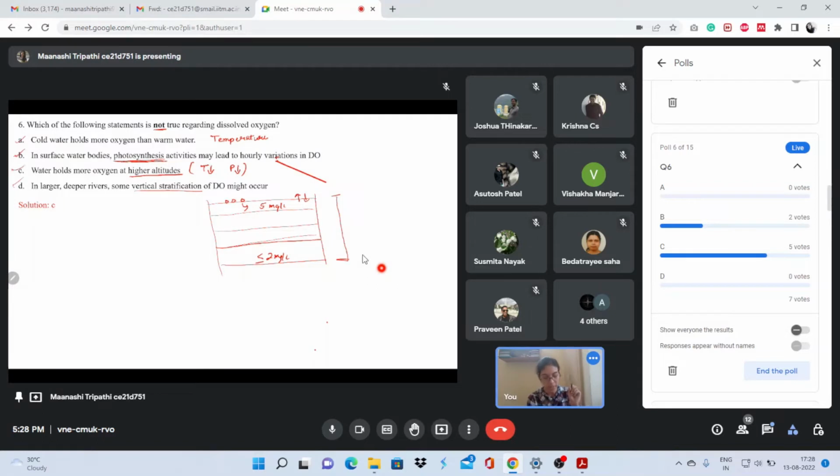Coming to C, yes, water has lower temperature, which means water may hold oxygen, but pressure is also low. When there is low pressure, oxygen will come out. Like if you want to dissolve any gas in water, we try to increase the pressure. When we increase the pressure, the gas gets dissolved in water. But when we decrease the pressure, gas may come out of water. So dissolved oxygen will be very low. So at higher altitude, the pressure effect is more than the temperature effect. That is why this statement is wrong.